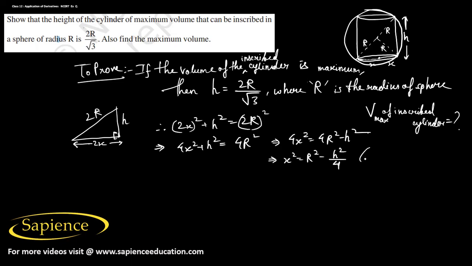Here x is the radius of the cylinder, the radius of the base of the cylinder, that we have considered.